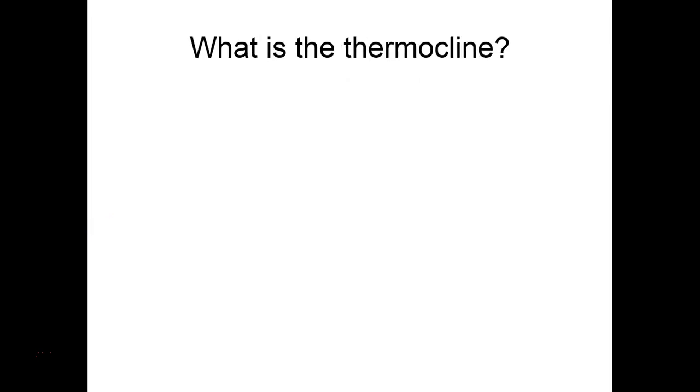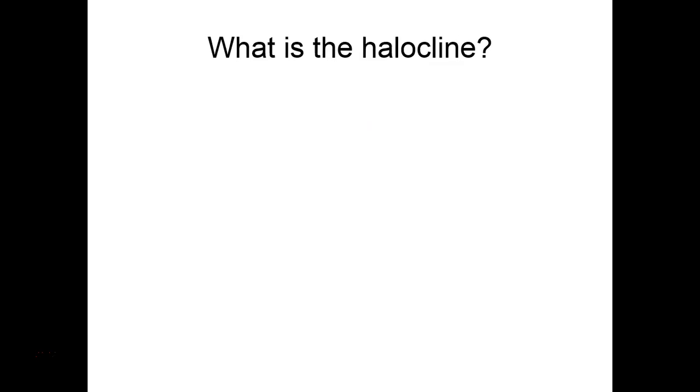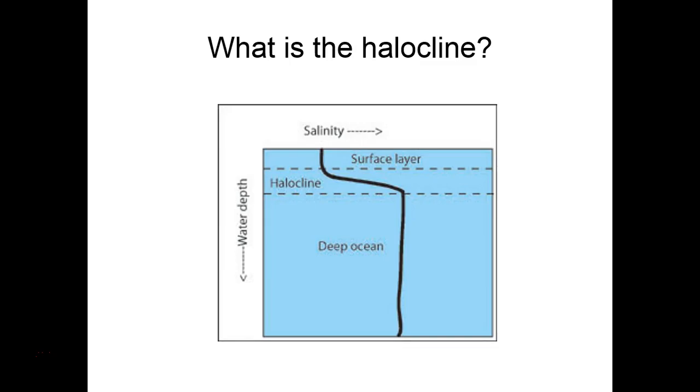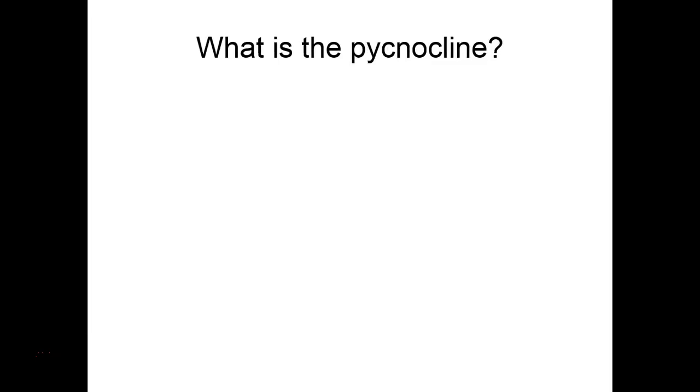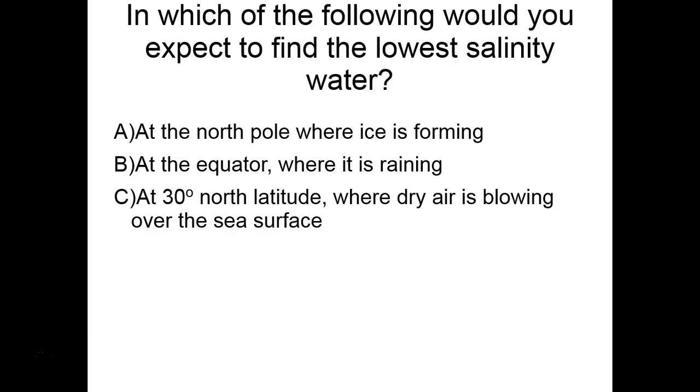What is the thermocline? It is the area of rapidly changing temperature with depth. What is the halocline? It is the area of rapidly changing salinity with depth. And finally, the pycnocline. It is an area of rapidly changing density with depth.